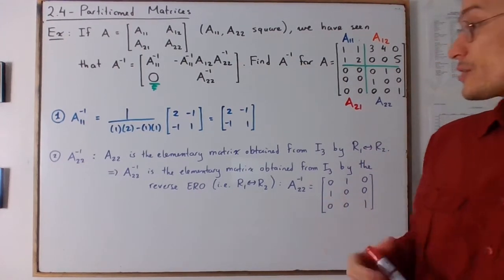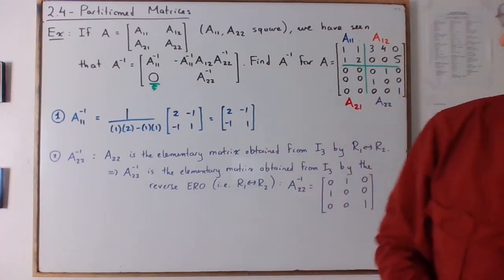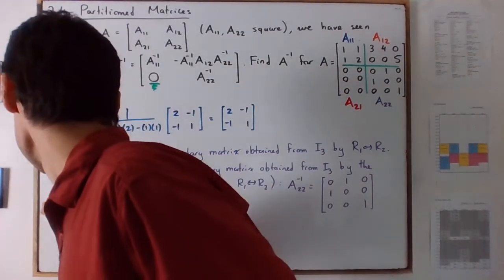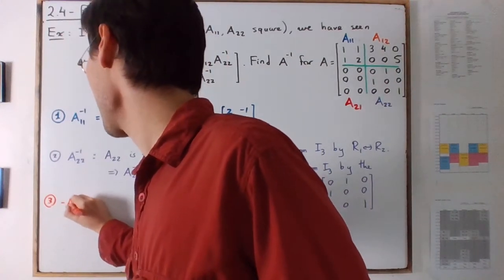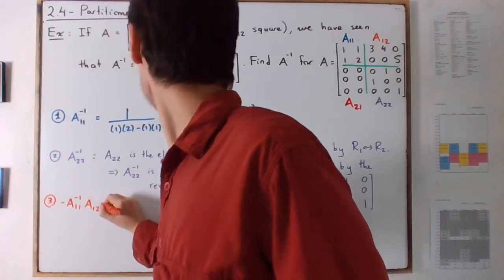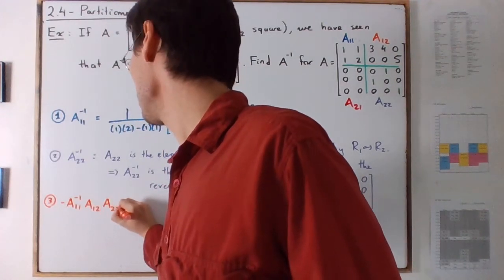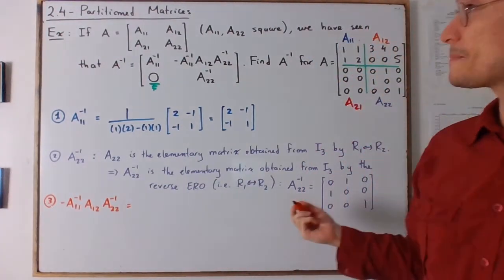As a final ingredient, we need to compute this big thing. So we have 3 right here. We need to compute negative A11 inverse A12 times A22 inverse.